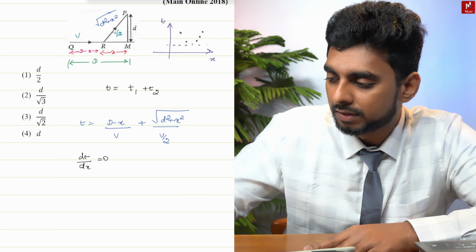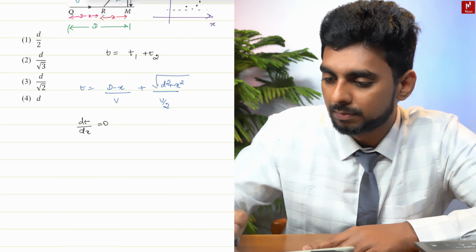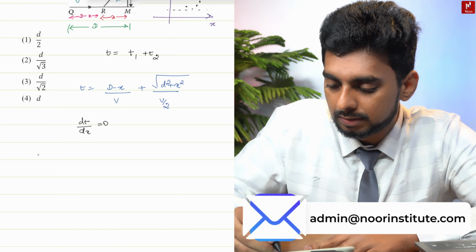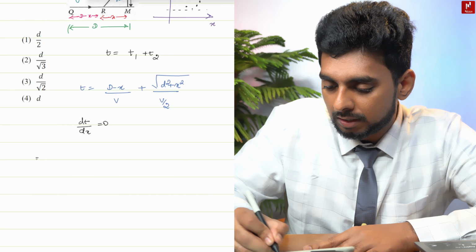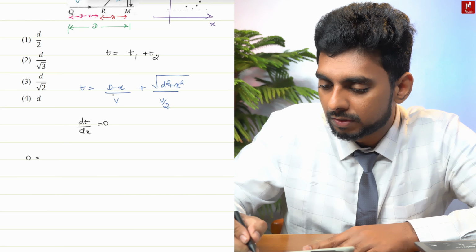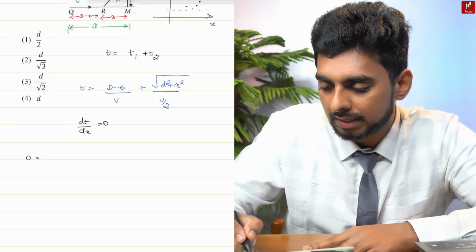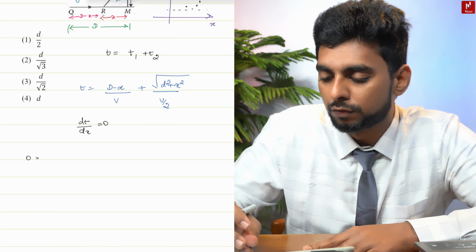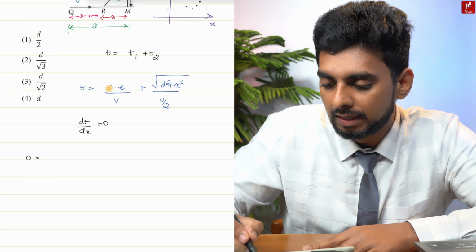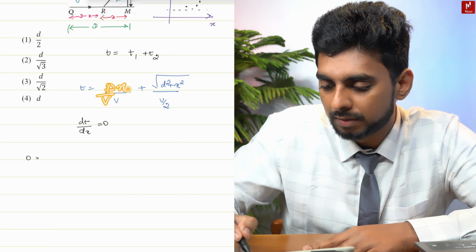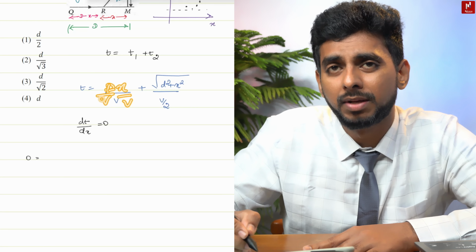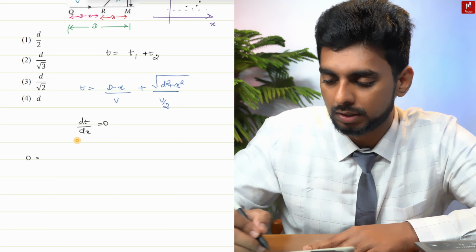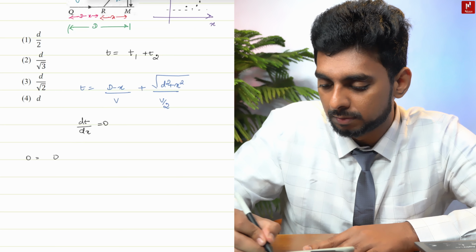So if I have to differentiate the above equation, how would I actually be able to differentiate this one? So dt by dx has to be equal to 0. So you have got d minus x divided by v, isn't it? If you split this into two fractions, what would be there? d by v minus x by v. That's what you would have got. What will be d by v? d is constant, v is also constant. Therefore, the first term goes to 0.